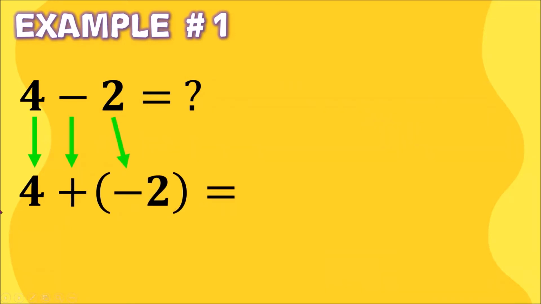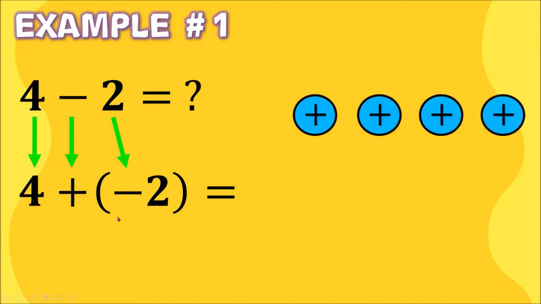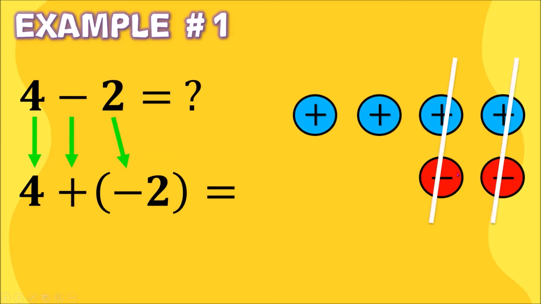So using the colored counters, I have here 4 blue colored counters and then 2 red colored counters. And then cancel this pair and this one. So we have here 2 blue colored counters. So it means we have positive 2. So 4 plus negative 2 is equal to positive 2. So same rule as in adding integers.